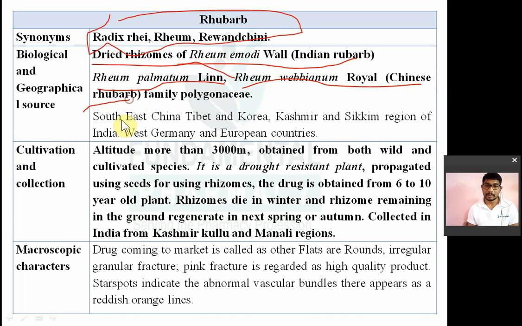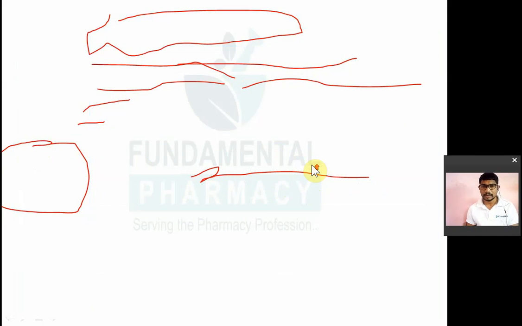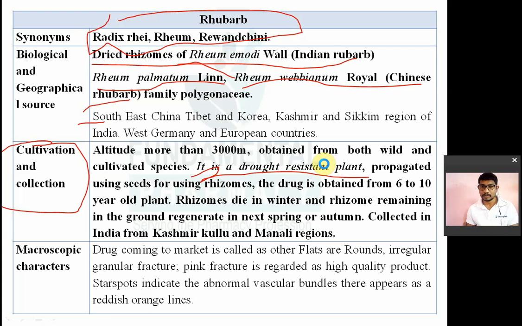Family Polygonaceae. They are found in southeast China, Tibet, Korea, Kashmir, the Sikkim region of India, West Germany, and European countries. Cultivation and collection are not important here, but just remember it is a drought resistant plant. If there is a drought, the content of active drug will decrease. Drought resistant means it can tolerate a drought.